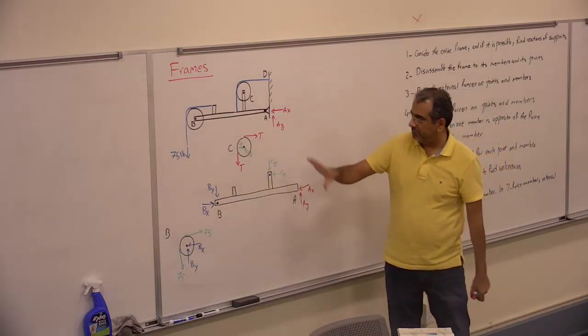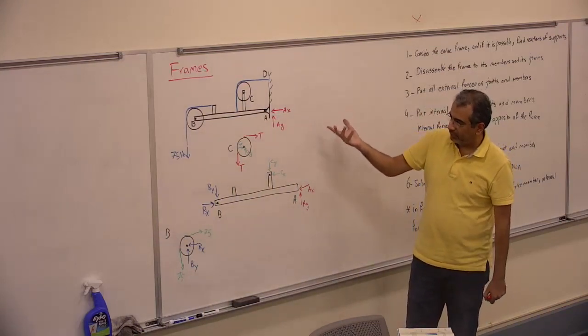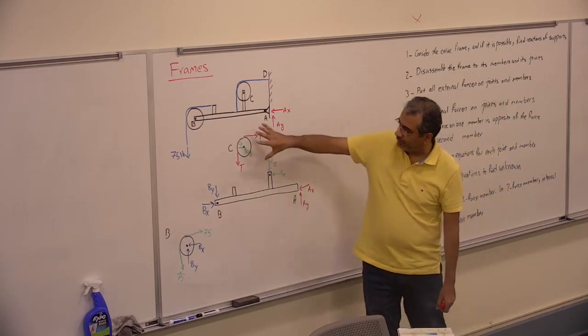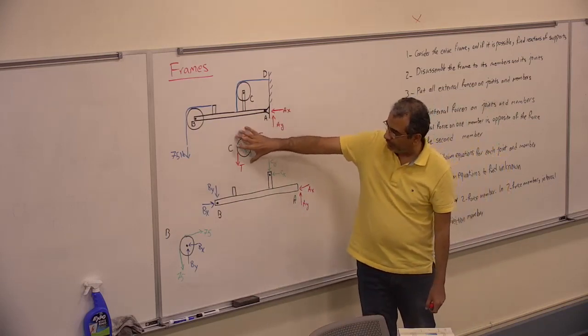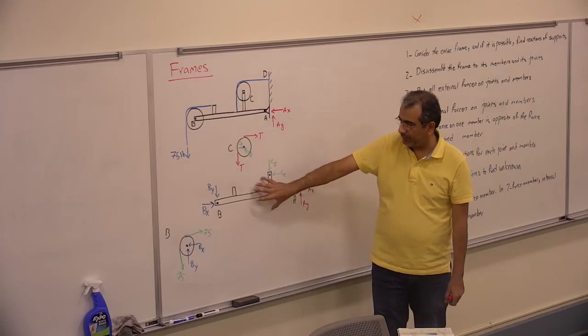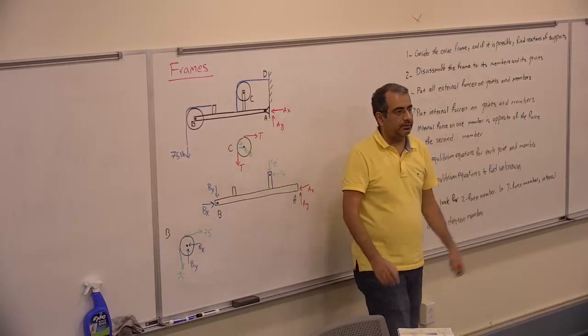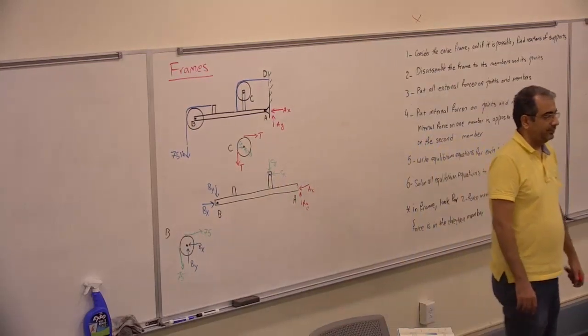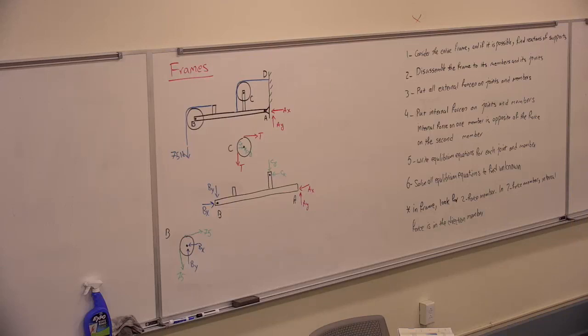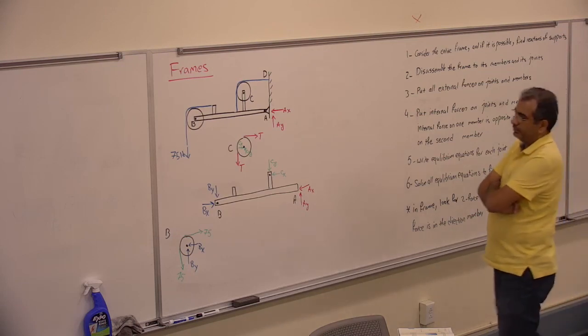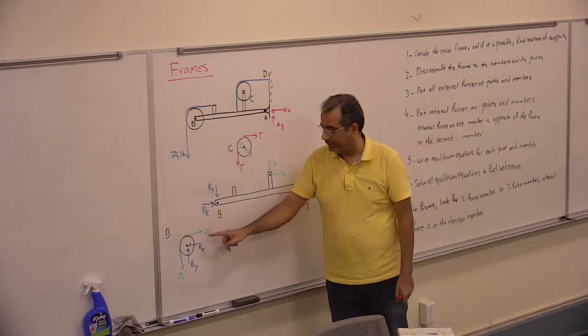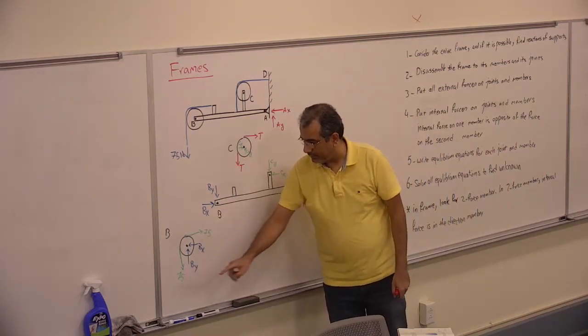Since we don't have a number on that, we can't do anything yet, but then I will write the equilibrium equation for this, I will write the equilibrium equation for this, and for this, and then I will solve all of them together. Would point B on the structure have a different equilibrium equation than point D for the pulley? These two? Yes. But these two have the 75, this one doesn't.